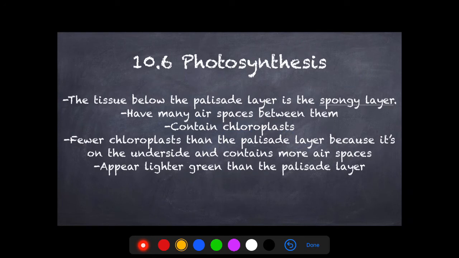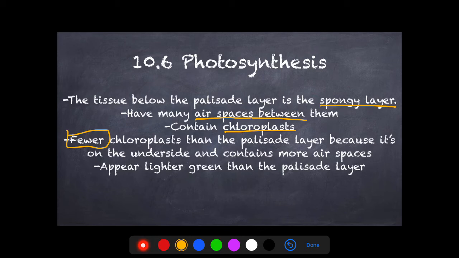There's another layer underneath the palisade layer, and that's called the spongy layer. They have a lot of air spaces between them, so they're not as tight as the palisade layer. They have a lot of open spaces between them, and they also have chloroplasts. Now, they have fewer chloroplasts than the palisade layer. So if I ask you which layer, palisade or spongy, has the most chloroplasts, you should be able to tell me the palisade layer.